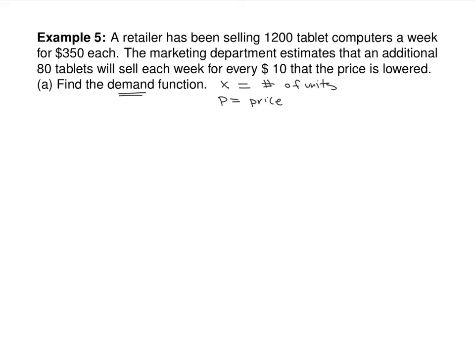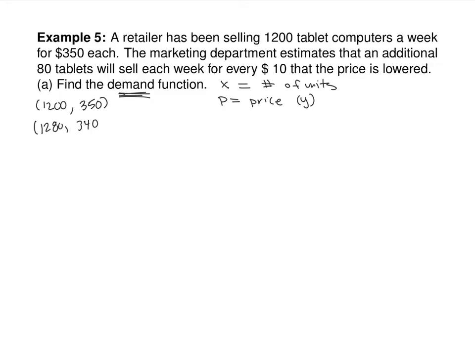Okay, so we're going to find the demand function, and we're going to assume that it's linear. So you know one ordered pair already. So think about P as like your Y. So if you sell 1,200 tablets, how much are they selling for? 350. 1280, 340. Uh-huh. And 1280, 340.